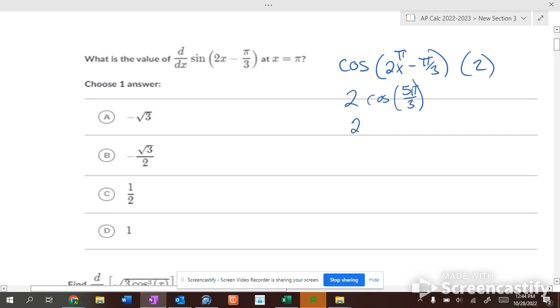Do you guys have unit circles, right? Yeah. It's 1/2, and it would be positive 1/2. And 2 times 1/2 is 1. Okay? We're good?